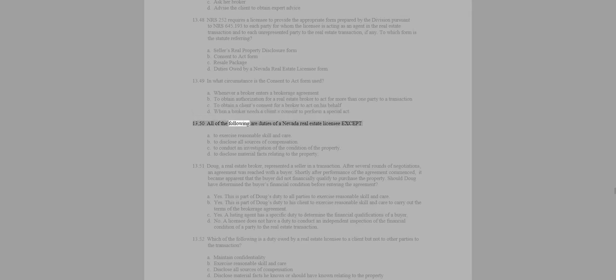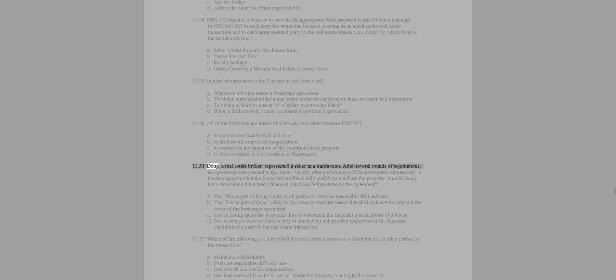13.50 All of the following are duties of a Nevada real estate licensee except A. to exercise reasonable skill and care, B. to disclose all sources of compensation, C. to conduct an investigation of the condition of the property, D. to disclose material facts relating to the property.